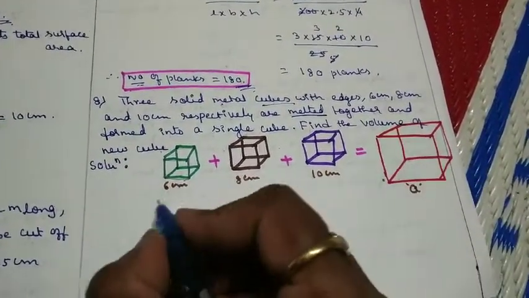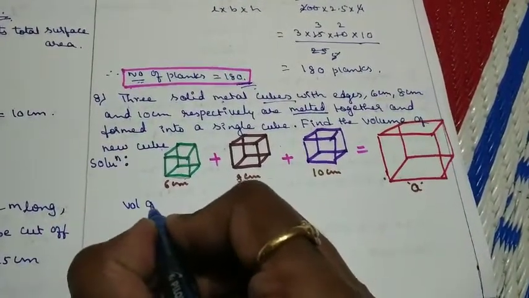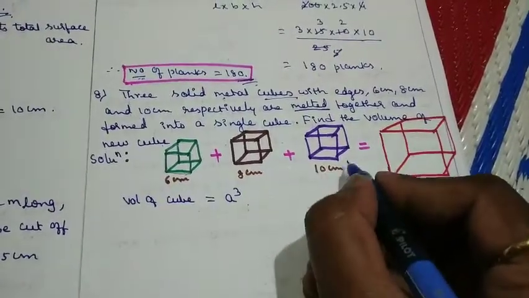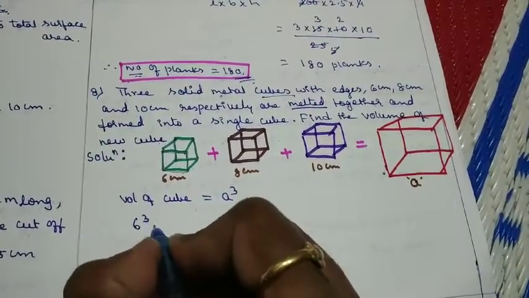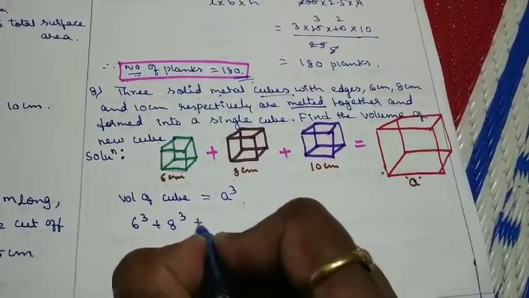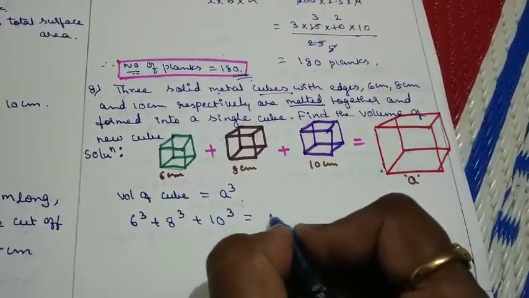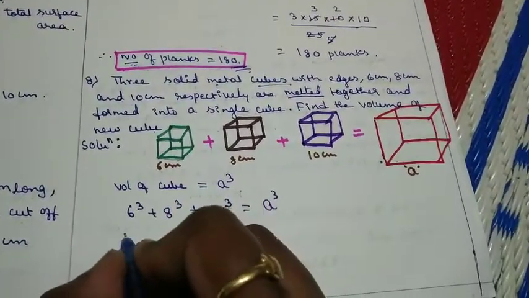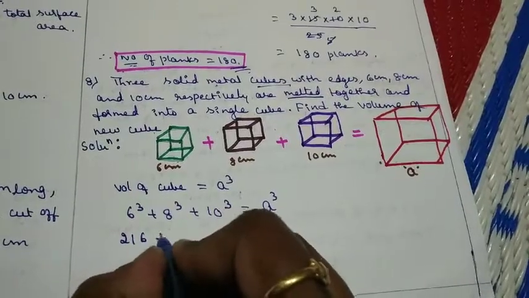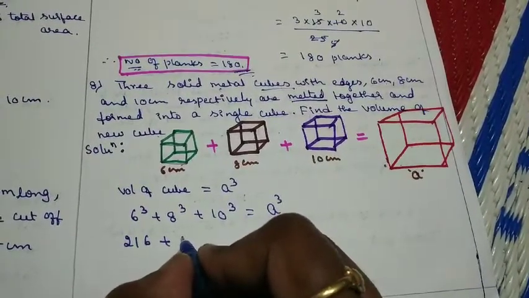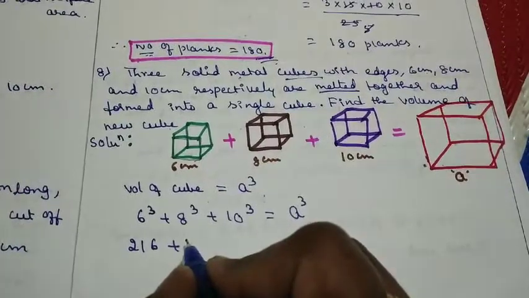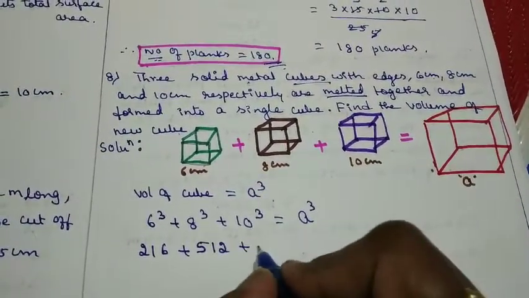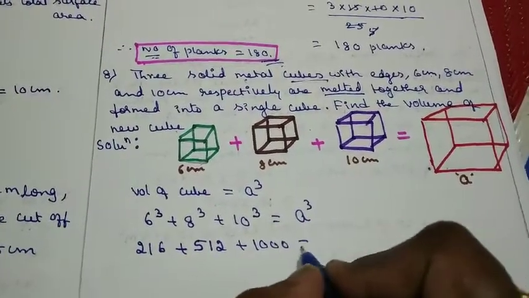So we know that the volume of a cube is equal to a cube. So here the sum of all these cubes, that is 6 cube plus 8 cube plus 10 cube, is equal to a cube. That is, we get a big volume. Then what is 6 cube? 6 cube is nothing but 216, plus 8 cube is 512, plus 10 cube is 1000, is equal to a cube.